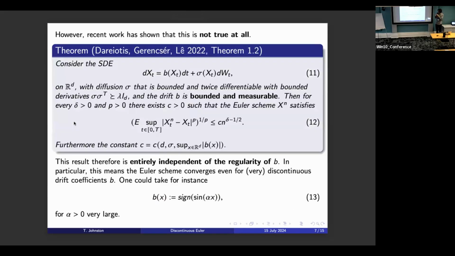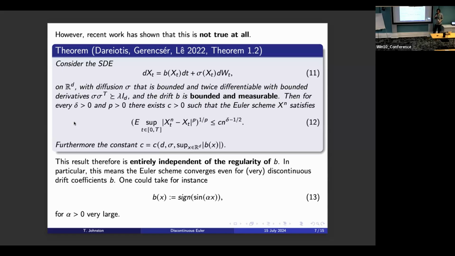However, recent work has shown that this kind of heuristic explanation is actually not true at all. The effect of the noise is to smooth the coefficients. So there's the following very strong result of Dareiotis, Gerencsér, and Lê. They have a few papers in this direction, but this is the most up-to-date result. So one has an SDE with possibly multiplicative noise, but very importantly, one has a so-called uniform ellipticity condition on the diffusion, which essentially means that one has sufficient regularization coming from the noise. And the regularity assumption on the drift is extremely slight.